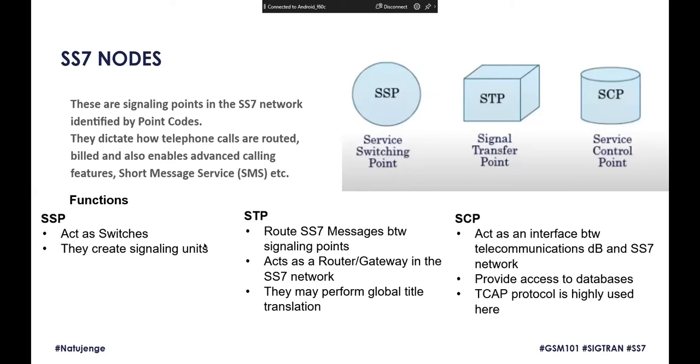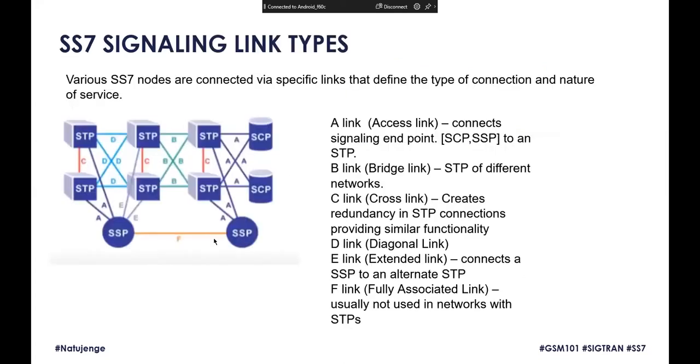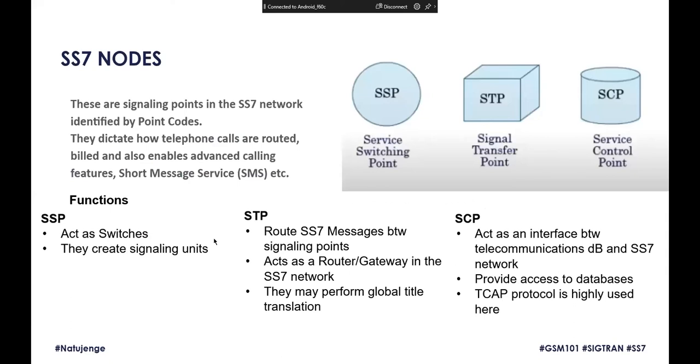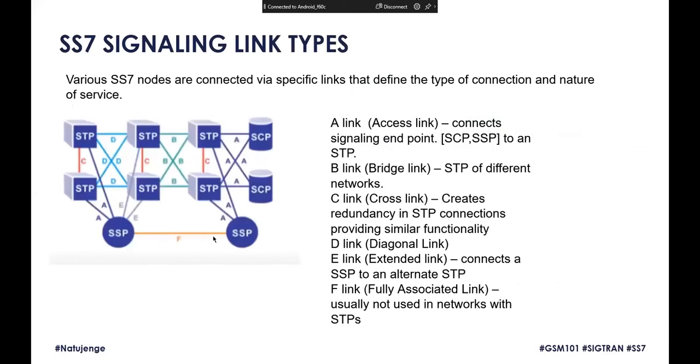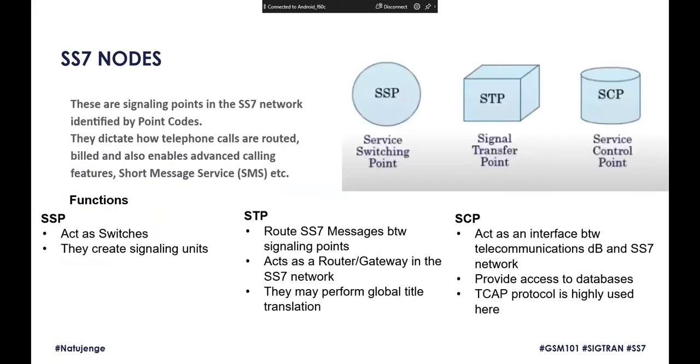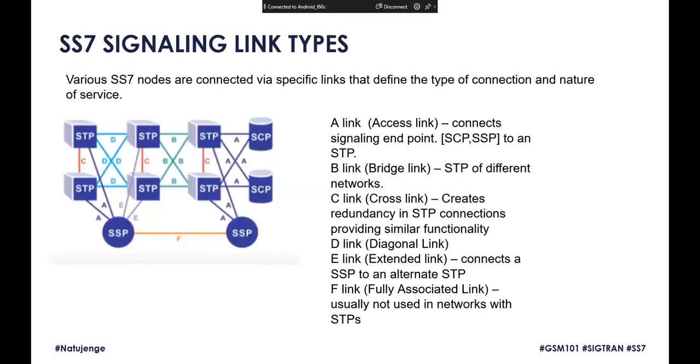The nodes I've talked about are interconnected with each other using links, and we have various types of links which interconnect the various nodes. To begin with, we do have the access link, which basically connects the STP to the service control point.